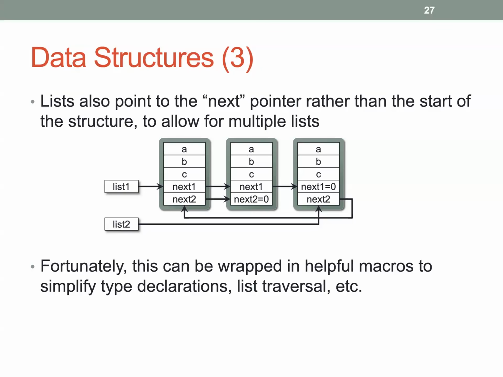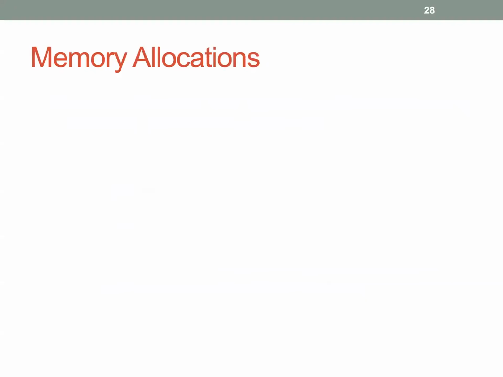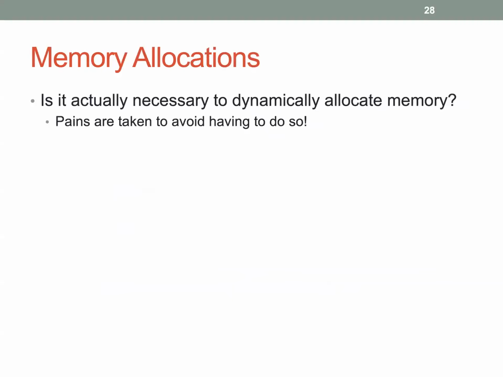Okay? So you can wrap that in macros to simplify type declarations. That's one trick you see frequently. It's called intrusive linked lists. Another thing that you'll see is avoiding dynamic memory allocations whenever it's possible.